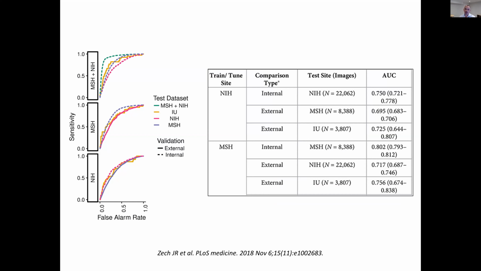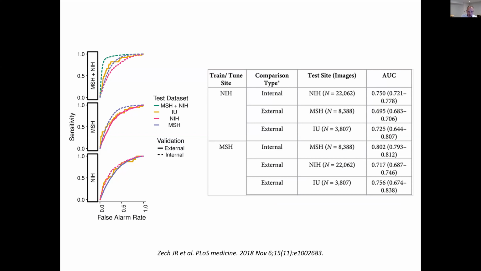What these investigators did was they developed a convolutional neural network to detect pneumonia on chest x-rays. And they had data from 3 sites. And they wanted to see, does performance differ between test sets that are derived from the training cohort versus external institutions? And what they found was that when they would use that model on external institutions, the performance decreased.